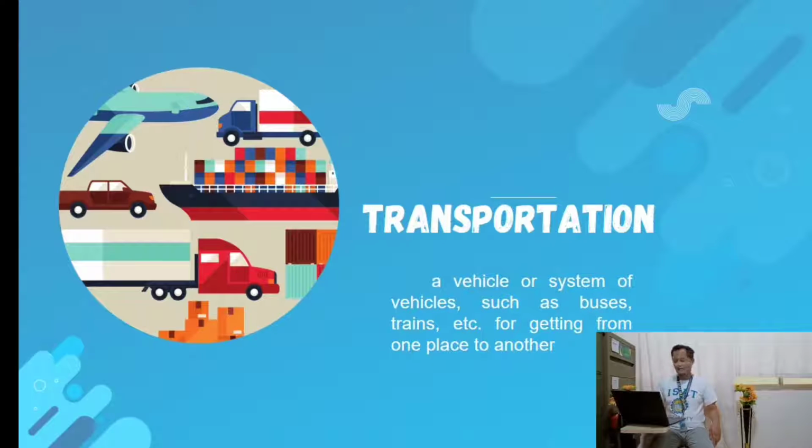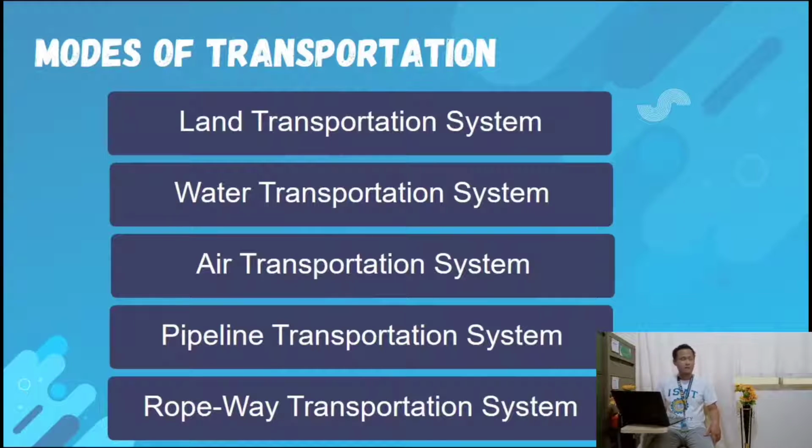Okay, so we have the transportation. It is defined as a vehicle or system of vehicles such as buses, trains, etc. for getting from one place to another. We have the modes of transportation: land transportation system, water transportation system, air transportation system, pipeline transportation system, and the ropeway transportation.